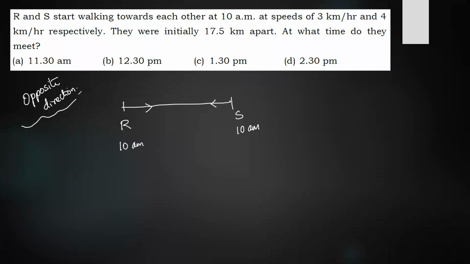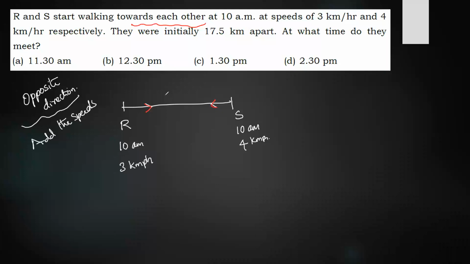Yes, good, Aisha. We need to add the speeds. Remember this: if it is in the opposite direction, add the speeds. Same direction, subtract the speeds. But here they are coming towards each other, nothing but opposite direction. So we are going to add the speeds. The speeds were 3 km per hour and 4 km per hour, right?